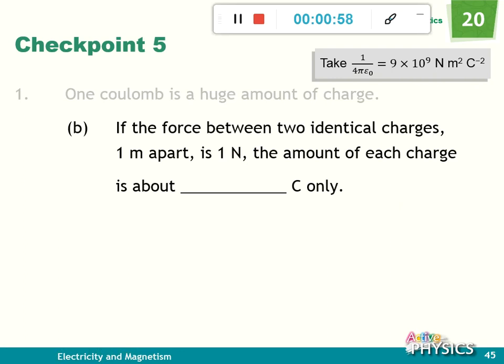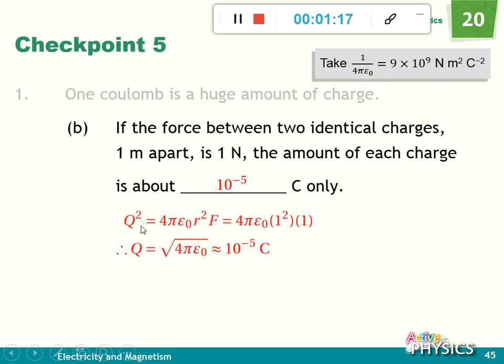How about part B? If the force between two identical charges 1 meter apart is 1 Newton, what is the amount of each charge? Because these two are identical charges, they have the same magnitude of charge. Using the formula, this formula comes from the original one. F is QQ over 4 pi epsilon naught R squared. But now we want to find Q, so put everything here and substitute it. Final answer is 10 to the power -5 coulomb.